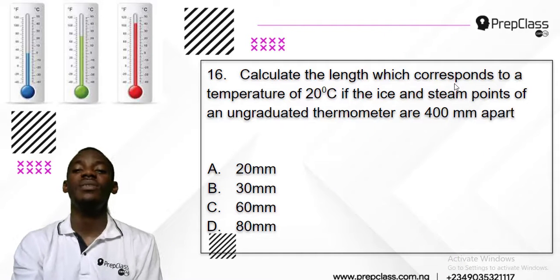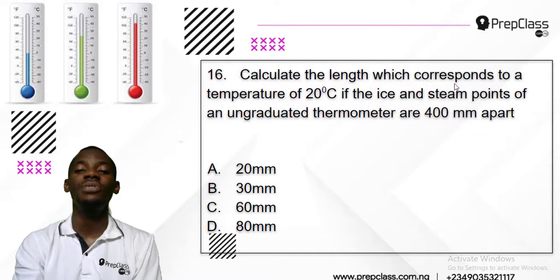Number 16 says, calculate the length which corresponds to a temperature of 20 degrees Celsius if the ice and steam point of an ungraduated thermometer are 400 millimeters apart. Now, what is the length that will amount to 20 degrees?